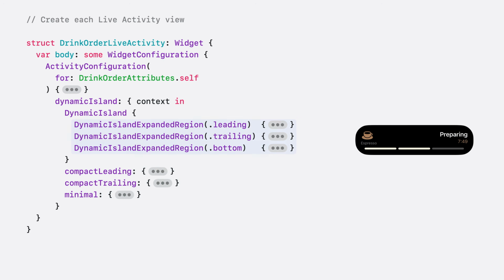Finally, I'll build up the expanded view in the dynamic island. This view is much larger and can accommodate more information, similar to the lock screen view. It consists of multiple regions that surround the sensors on iPhone. In each closure, I'll provide a view for each of the regions I need in a dynamic island expanded region block.